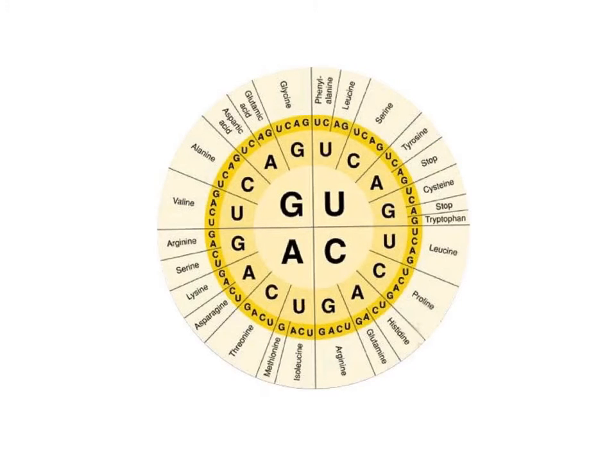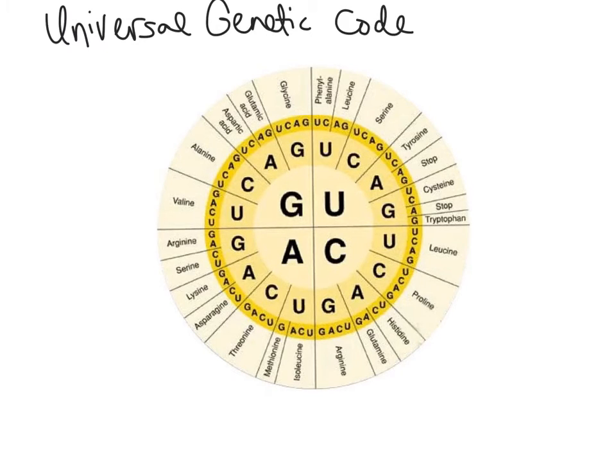Now this funky looking chart right here is known as the Universal Genetic Code. And it's universal because it applies to all organisms: humans, bacteria, fungi, your dog at home, that tree in your backyard. Every organism uses the same universal genetic code, which basically says, how does the code on the mRNA correspond to an amino acid? So let's look at a few examples.